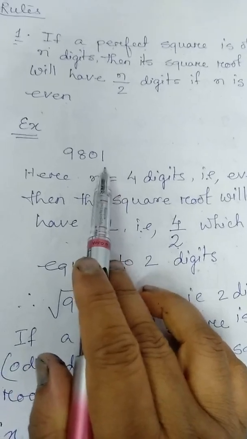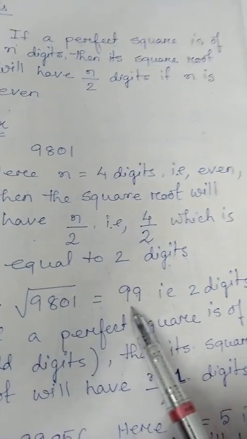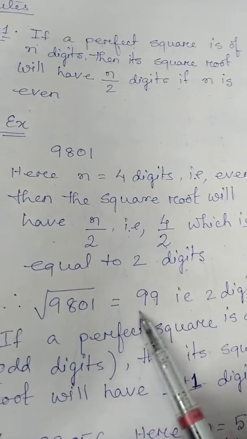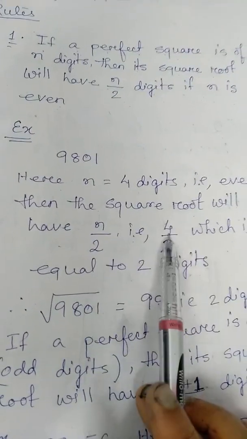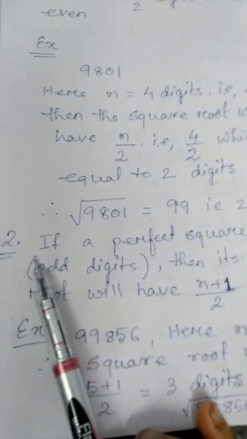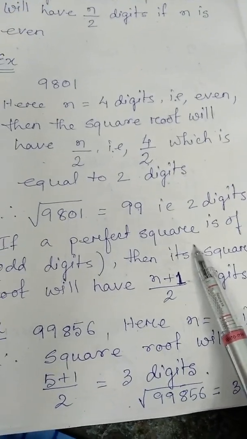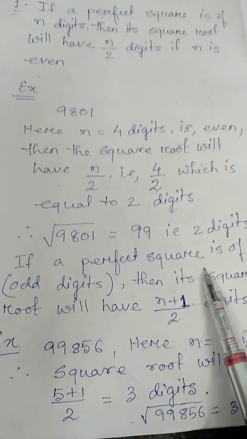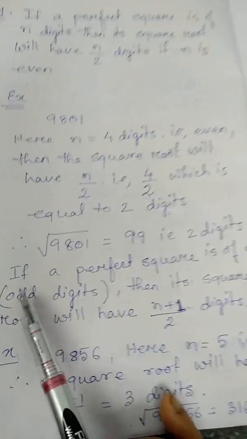So if the number has an even number of digits, how do you find how many digits are in the square root, without calculating the square root? We can tell before finding the square root how many digits are there by this method. Now next is if the perfect square has an odd number of digits. You can put the question regarding that what will happen if the digits are odd. So let us find it out.